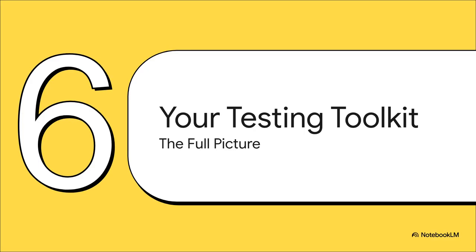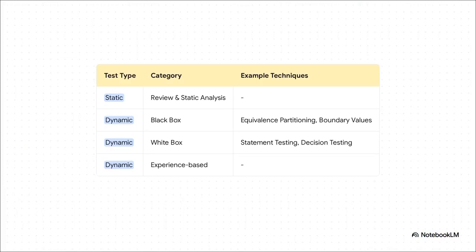Okay, wow, we have covered a lot of ground. So let's pull all of these pieces together into one complete testing toolkit. This chart pretty much lays out the whole thing. At the very top, your first big choice is static or dynamic. If you go static, you're using reviews and those analysis tools we talked about. If you go dynamic, then you have to choose your perspective.